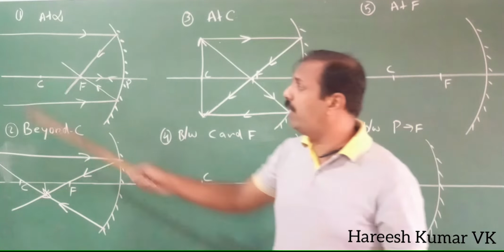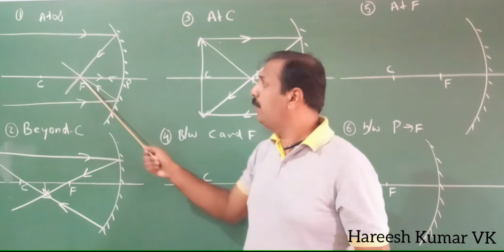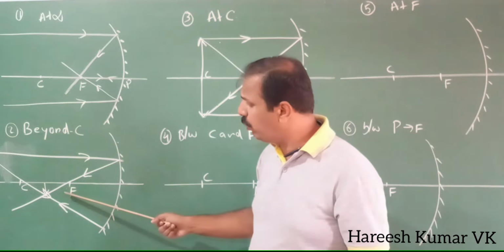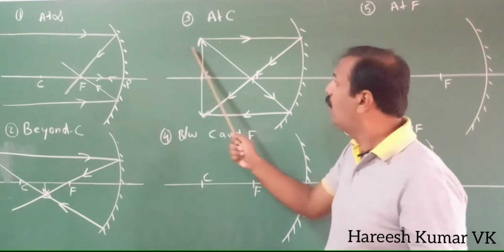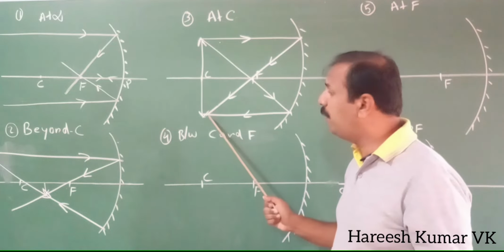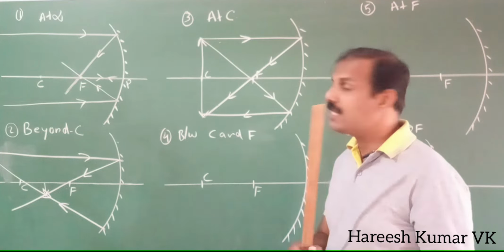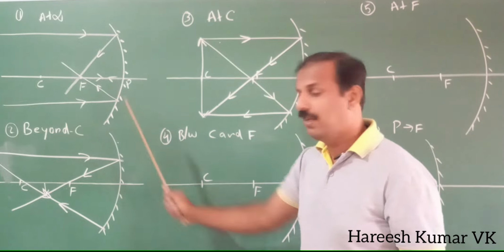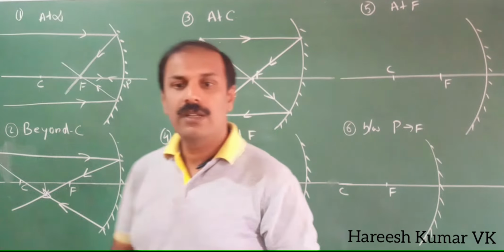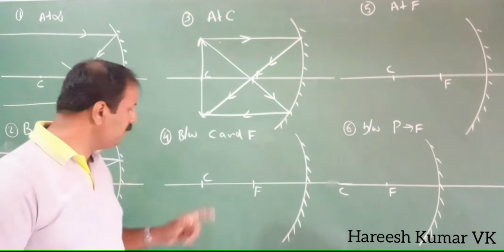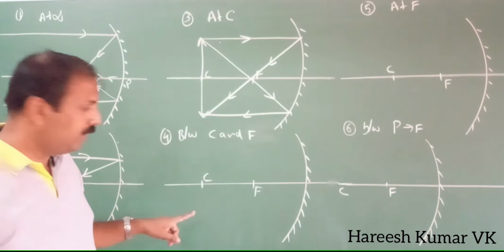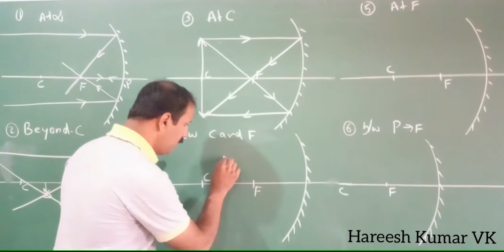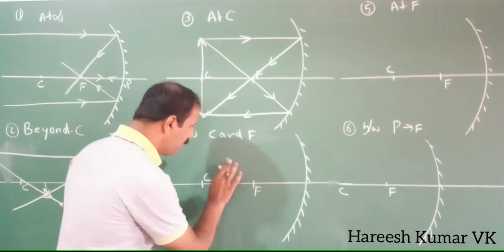Once more compare this one. Here the object was far away, the image was at the focus. It came a little bit from this side, so the image moved a little bit towards C. When the object reached C, the image also reached C. Now you can guess what will happen if the object is coming a little more this side, this will again go that side. So that we will check here. Now think about the object which is between C and F.